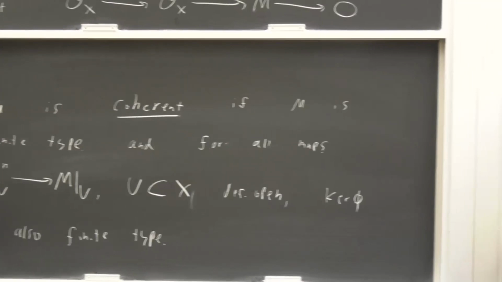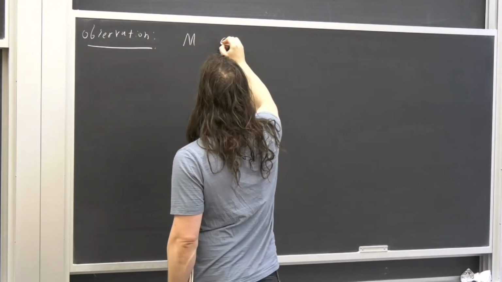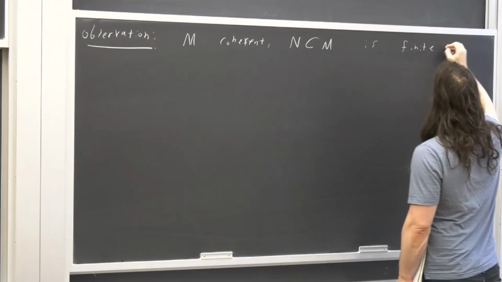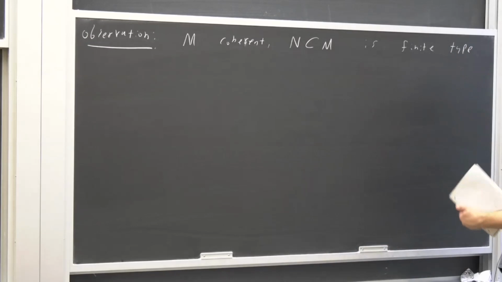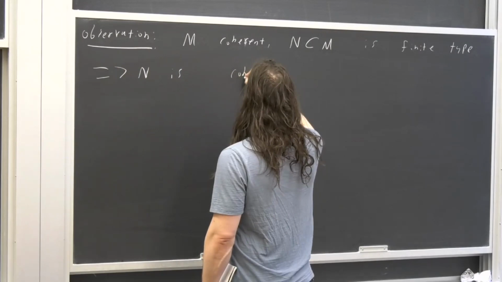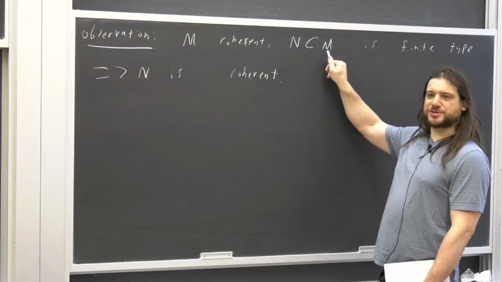So one quick observation is that if M is coherent and N inside M is finite type, by which I mean N is a subsheaf of M, so that on every definable open set the global sections of N are a subset of the global sections of M, then N is also coherent. For the simple reason that it's already given that it's finite type, and if I have any map to N, then by inclusion that's also a map to M. So the kernel here is the same as the kernel there. Observation.